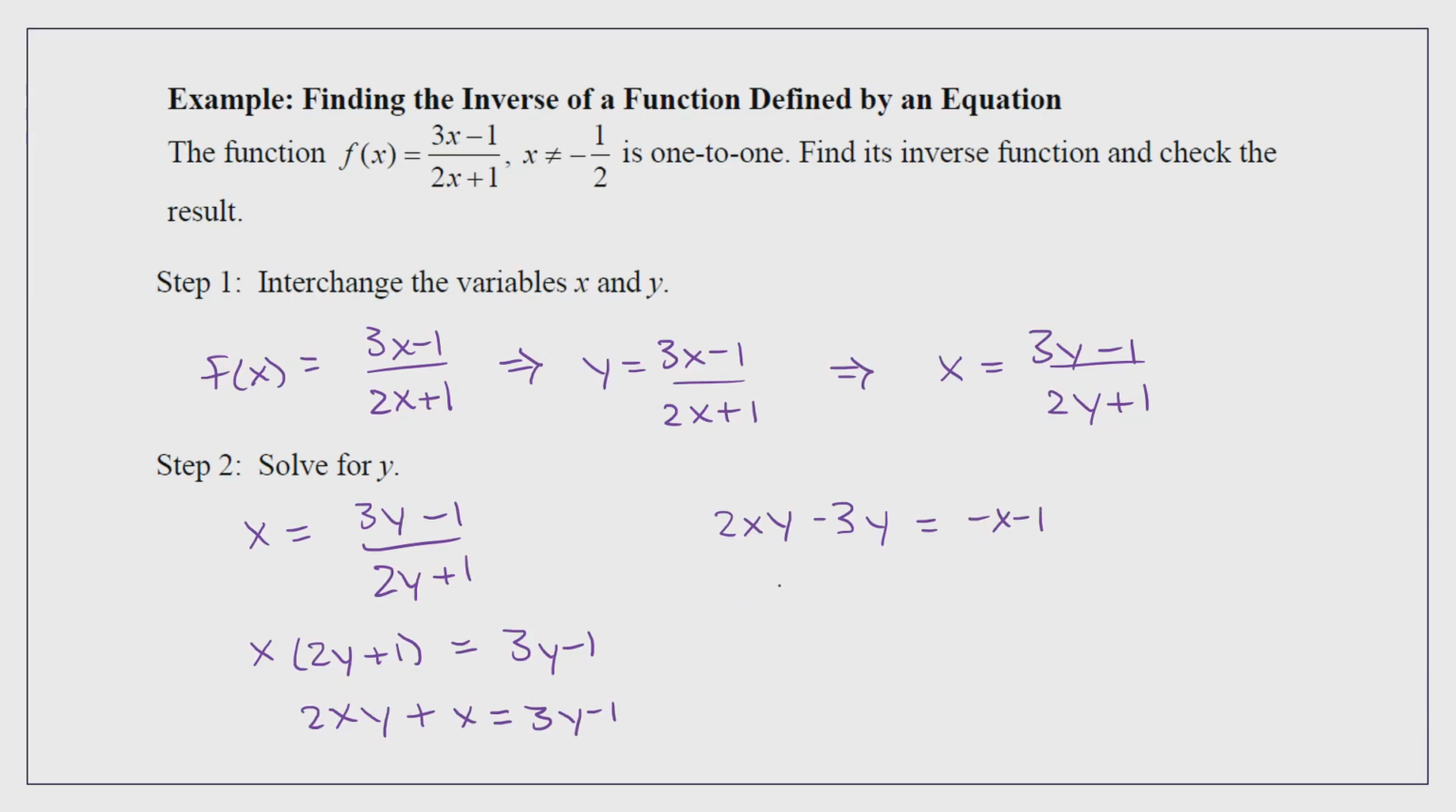Okay. Now the two terms on the left-hand side both contain a y. So I can factor out a y, leaving me with 2x minus 3. To get y by itself, I'll divide both sides by 2x minus 3. And now I have the inverse function of f, which is negative x minus 1 divided by 2x minus 3. Okay.